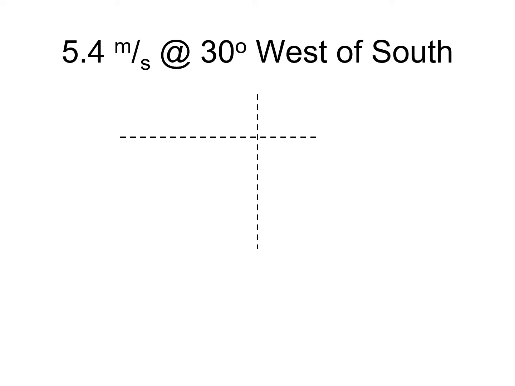This vector is 5.4 meters per second at 30 degrees west of south. Now west of south is over in this quadrant right here. We have west and south. 30 degrees west of south means that we're going to start south and go 30 degrees west of the south direction. So our vector is 5.4 meters per second at 30 degrees west of south. We form our right triangle. Our right triangle right here encloses that 30 degrees, and notice we have a south component and a west component.